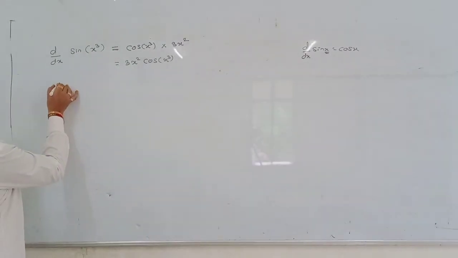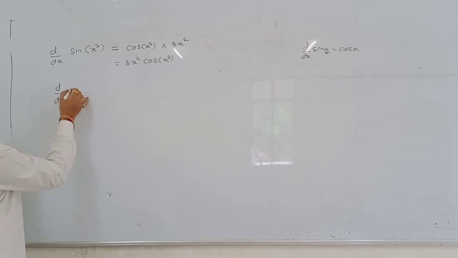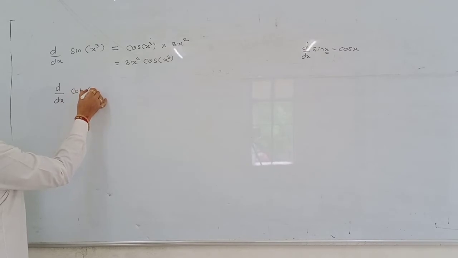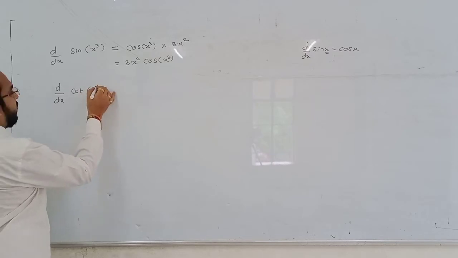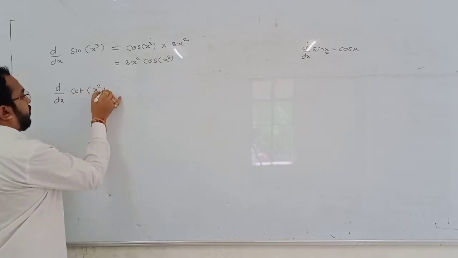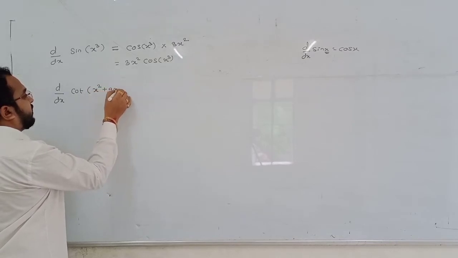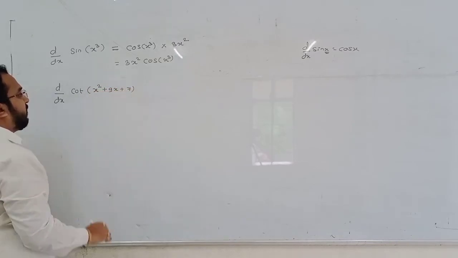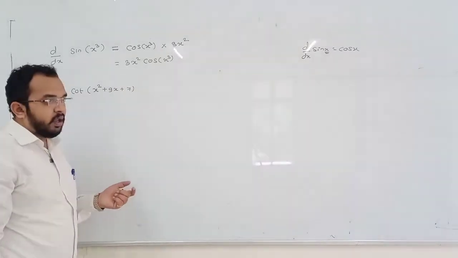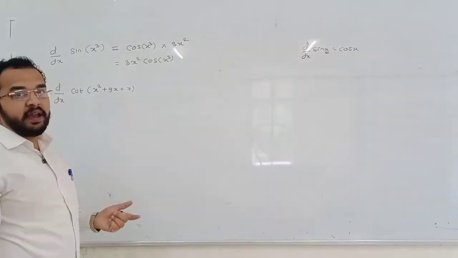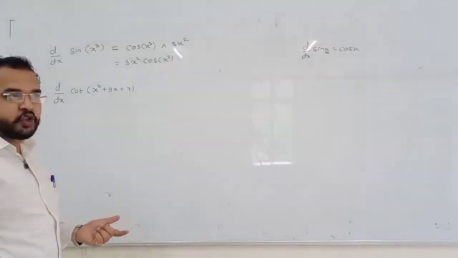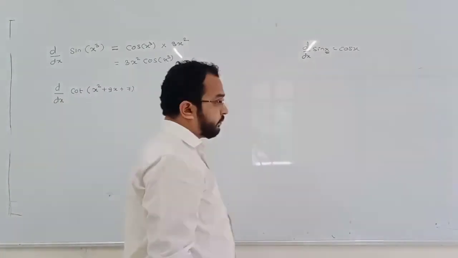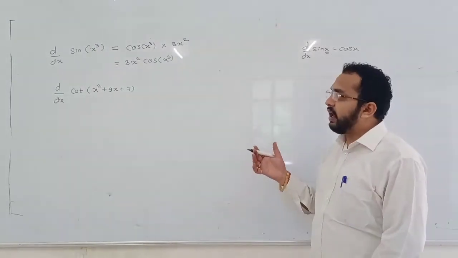Suppose we have to find the differentiation of cot of x square plus 9x plus 7. Now here, see, x square plus 9x plus 7, the whole bracket constitutes the angle of this cot.